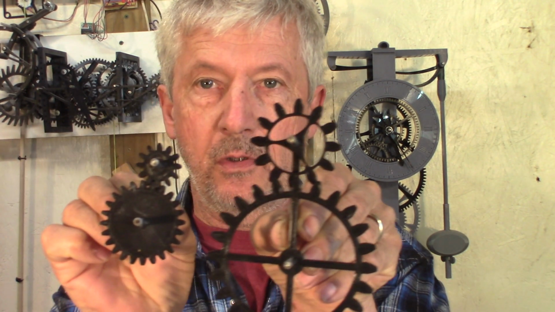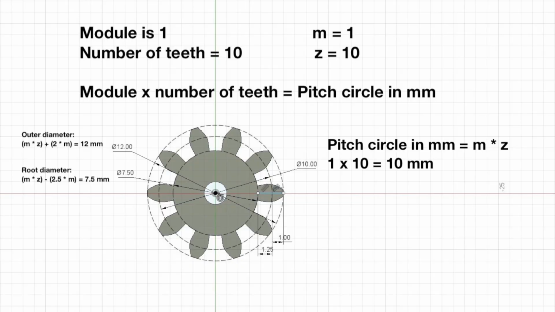Module. Module is a unit of size for gears. This is module 2, this is module 4. All those clocks back here are module 2. And here I show a module 1 and 10 teeth. So module times the number of teeth gives you the pitch circle. Here 10 millimeters. Then the height of the tooth is 2.25. So that gives an outer diameter of 12 mm and a root diameter of 7.5 mm.